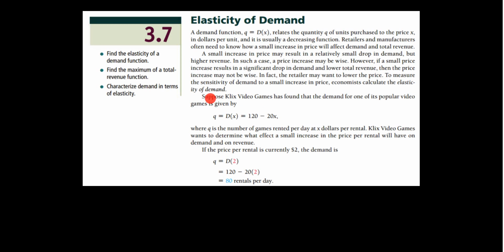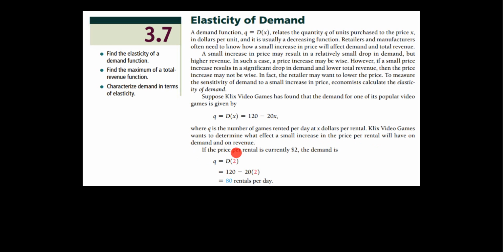Suppose that Clicks Video Games has found that the demand for one of its popular video games is given by this equation, D of x is equal to 120 minus 20x, where Q is the number of games rented. Q is the same as D of x. So Q is the number of games rented per day at x dollars per rental. So x is the dollars per rental. Clicks Video Games wants to determine what effect a small increase in the price per rental will have on the demand and on the revenue.